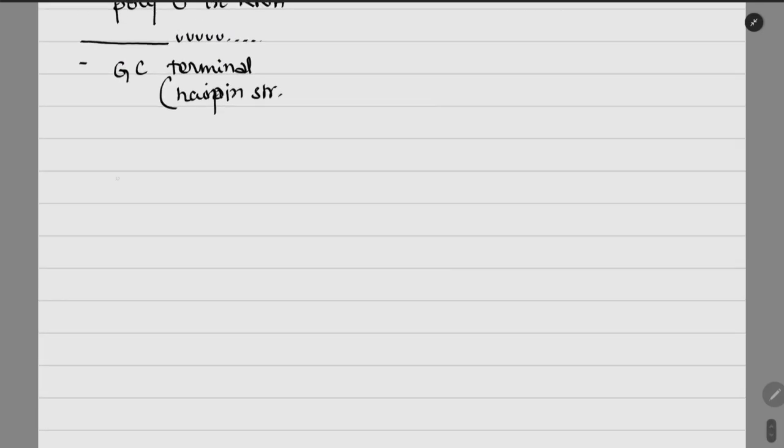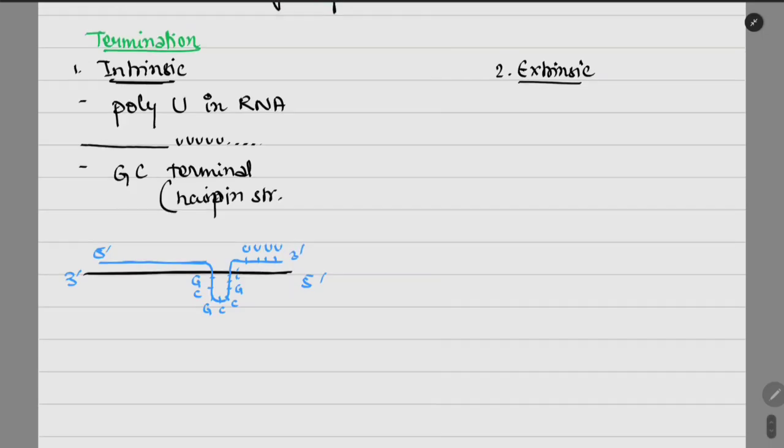If I give you a diagram like this is the DNA, and the RNA is forming here and here and here like this, finally there is a hairpin-like formation, and after that the poly U formation. This is the 5', this is the 3', this is again 3', and this is 5'. So here GC-containing units, and it goes on, and here there are polyuridine residues. So these are the intrinsic factors for the termination.